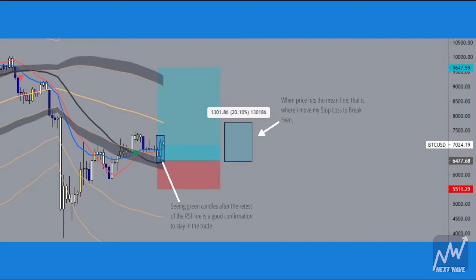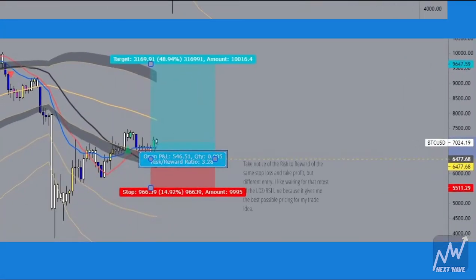Now, as you can see, the stop loss to break even area looks a lot wider than where my stop loss would usually be. Take notice of the risk to reward of the same stop loss and take profit, but different entry. I like waiting for the retest of the lower danger zone or RSI line because it gives me the best possible pricing for my trade idea. And as we can see here, the risk to reward is now 1.328, which is double my risk to reward ratio of the previous trade idea.